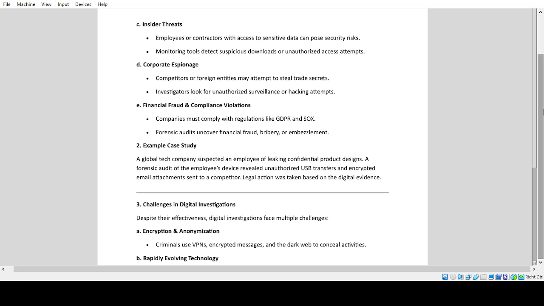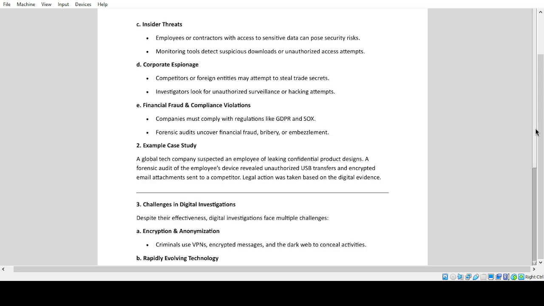2. Example case study. A global tech company suspected an employee of leaking confidential product designs. A forensic audit of the employee's device revealed unauthorized USB transfers and encrypted email attachments sent to a competitor. Legal action was taken based on the digital evidence.